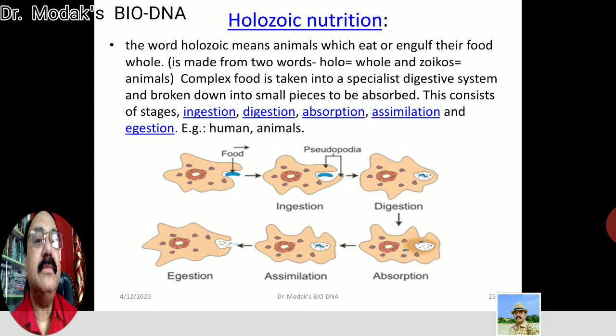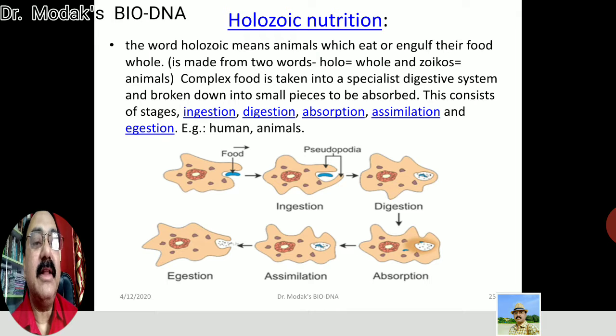where the complex food is taken into a special digestive system and broken down into smaller pieces, then chemically digested, converted into simpler forms, and then absorbed. This holozoic nutrition always consists of five important steps. The first step is ingestion, then the second is digestion, then absorption, assimilation and egestion.